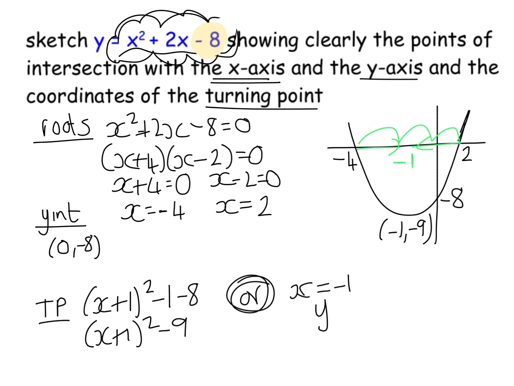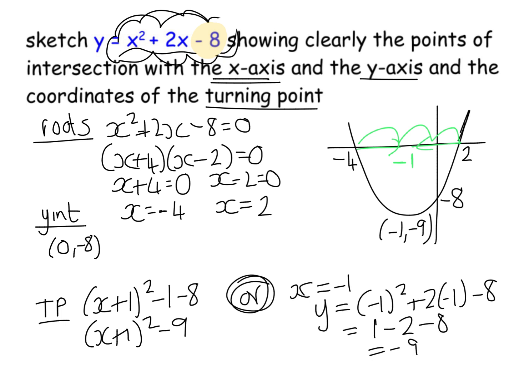Plug that into the equation. Y equals -1 squared plus 2 times -1 minus 8, which gives us 1, take away 2, take away 8, which is also -9. Look at that, it gives us the same answer. How amazing is maths, right? How amazing is quadratics? So 2 different methods.